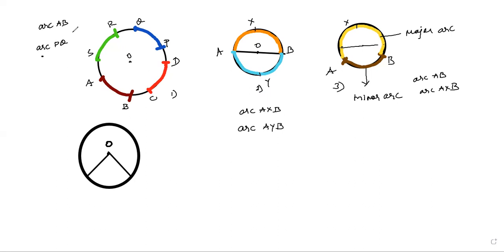Are you getting me here? Got it. Now let's see here. The second figure, children. A diameter of a circle I have drawn. It divides a circle into two equal arcs.